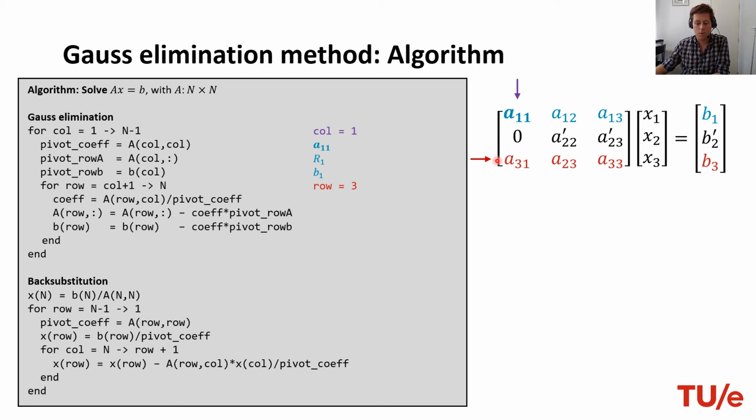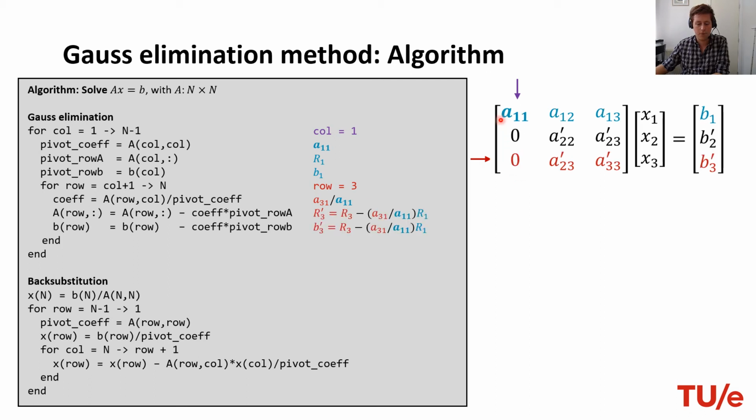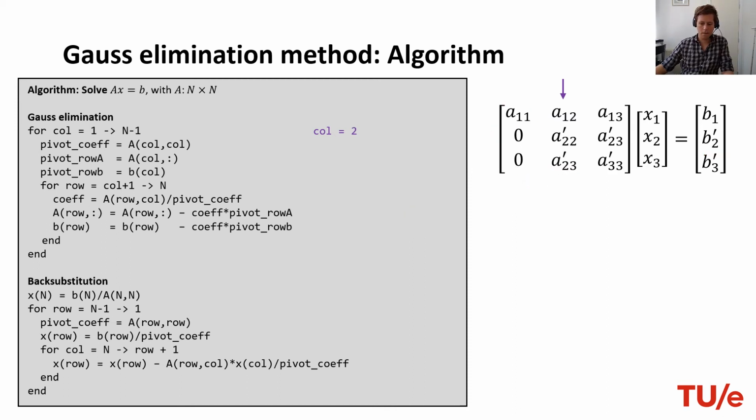We go to row 3. We do a very similar thing. So we compute this coefficient as the ratio between A31 and A11, and we subtract from this entire third row the first row multiplied with this coefficient. So we're done with the first column, and let's move on then to the next.